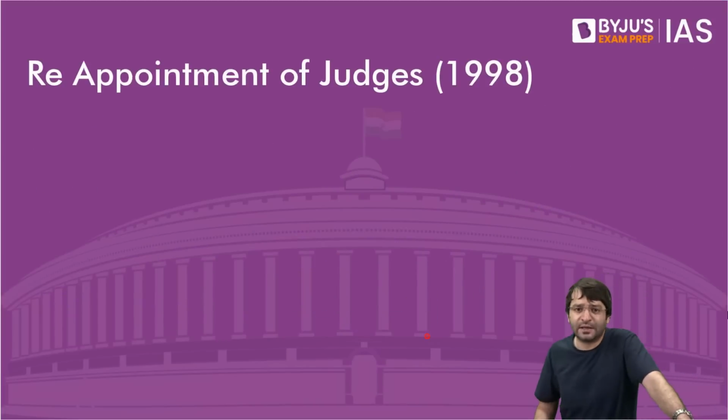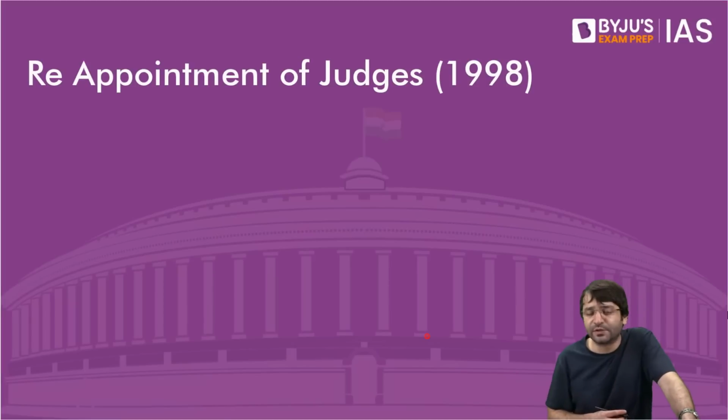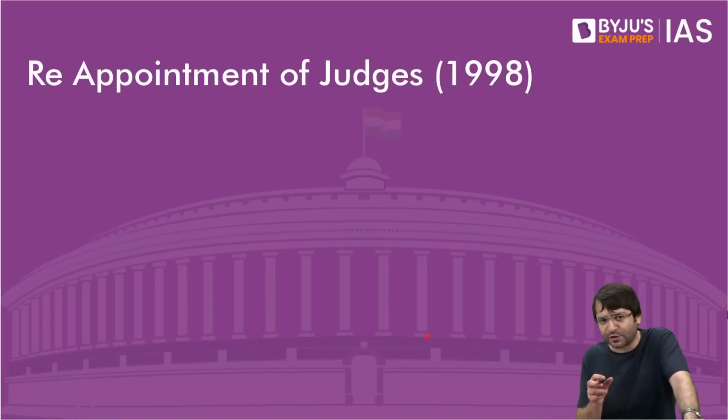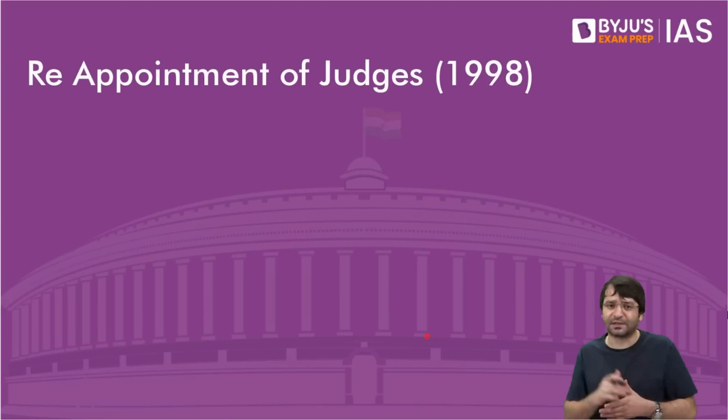This is where the year was 1998. Justice Verma was the Chief Justice of India, and the government advised the president, can you use Article 143? So what is Article 143? Under Article 143, any matter can be sent to the Supreme Court by the president, asking the opinion of the Supreme Court on that matter.